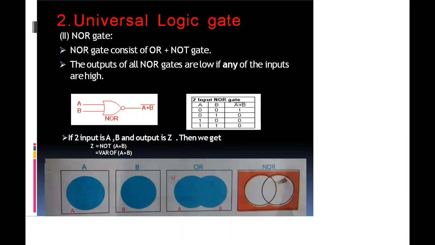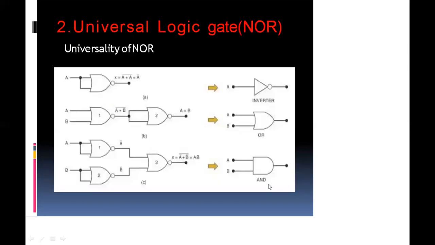The NOR gate consists of OR plus NOT gate, and gives just the opposite result of the OR gate. For the OR gate, we have the Venn diagram that is shown below, and if we complement this OR gate, then we get NOR. This Venn diagram is for the NOR gate. And about the universality of the NOR gate, by using this NOR gate we get the NOT gate, OR gate, and AND gate. That's why the NOR gate is a universal gate.